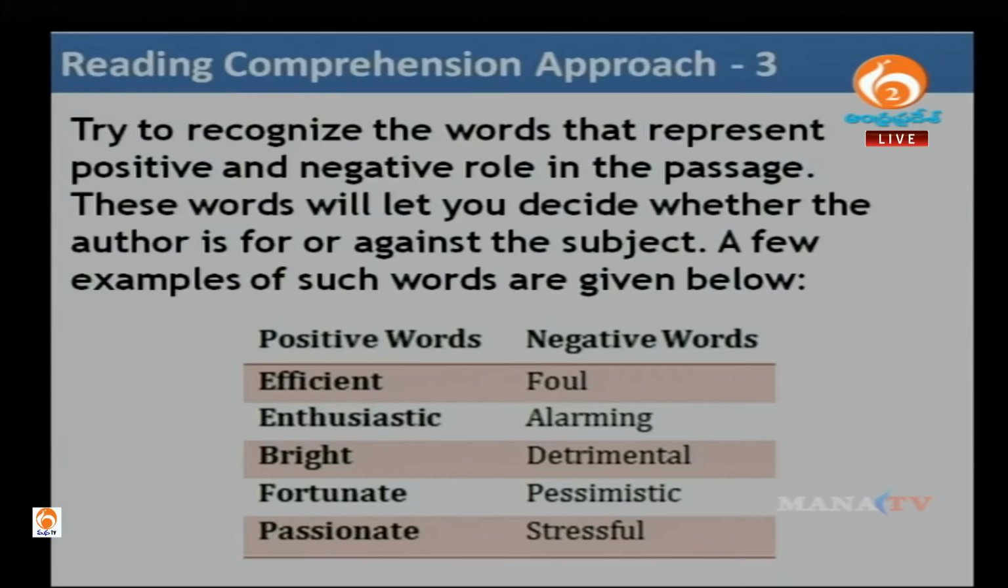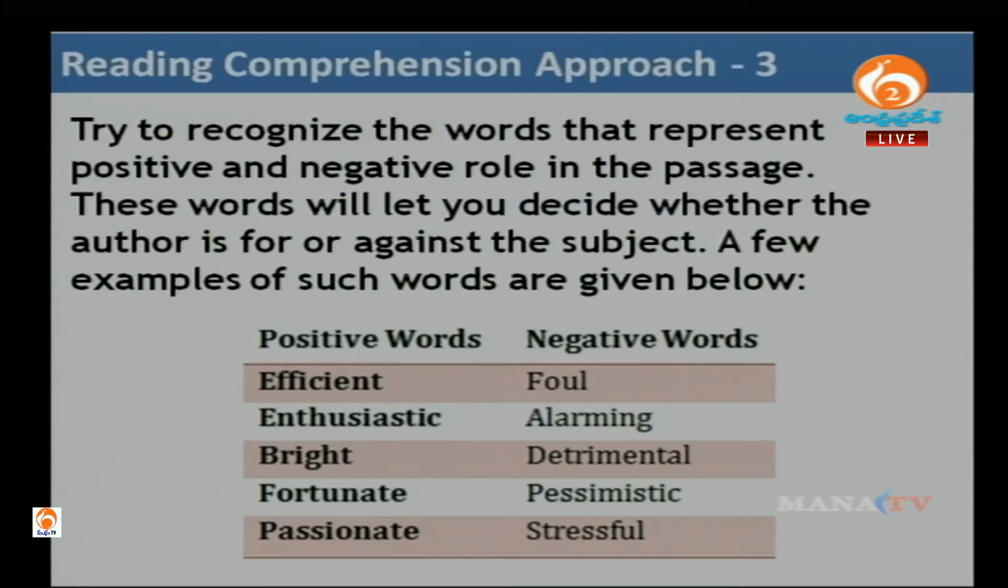Try to recognize the words that represent positive and negative roles in the passage. So in every passage you will have positive words and negative words. You will not know which word is the correct word. I mean, is it good about this person, is it bad about that person. Based on your vocabulary and comprehension, you will form an impression about what the author is saying. So you should take your time and understand, is the author saying something good about something, or is he saying something bad about something, correct?